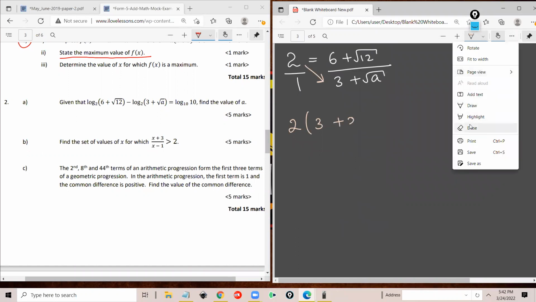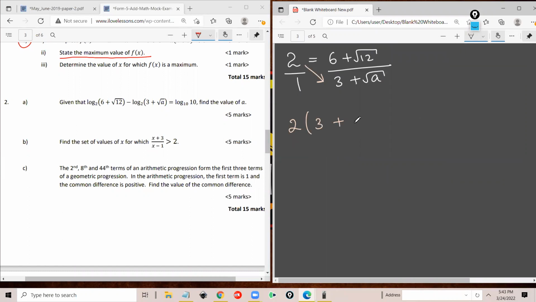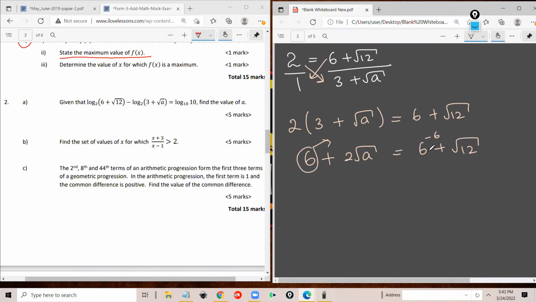For some reason I can't see this answer. So square root of a is equal to 6 plus the square root of 12, because anything multiplied by 1 is itself. So both items get multiplied by 2. So again, 6 plus 2 the square root of a is equal to 6 plus the square root of 12. We're trying to solve with this. Throw across positive 6, you'll get minus 6. So the 6 and minus 6 will cancel out. So you end up with 2 square root of a is equal to the square root of 12.